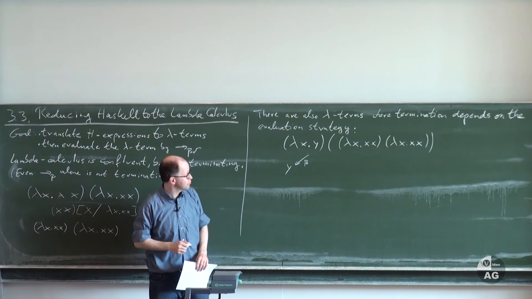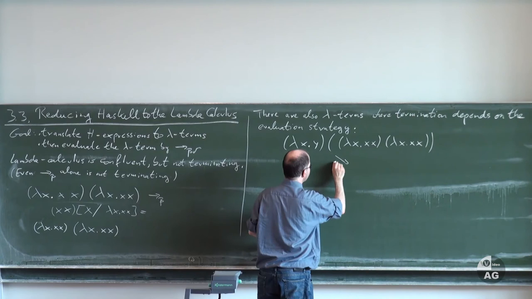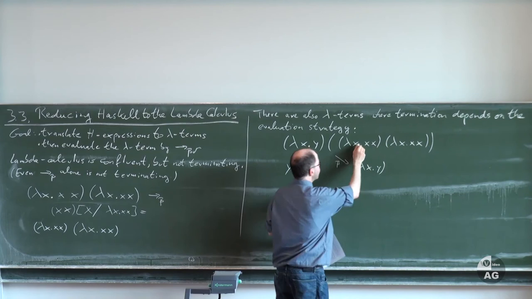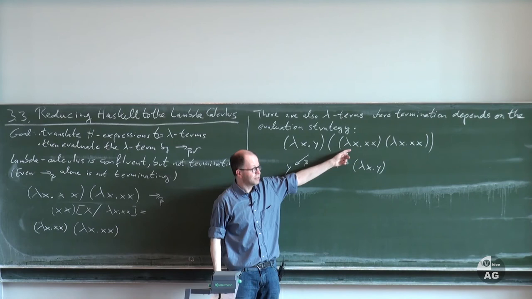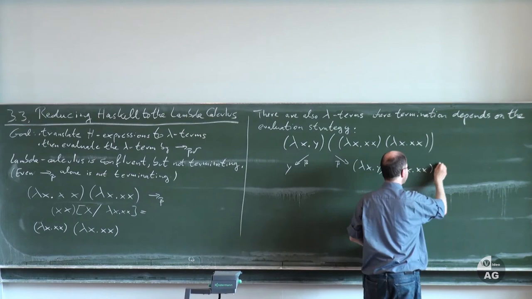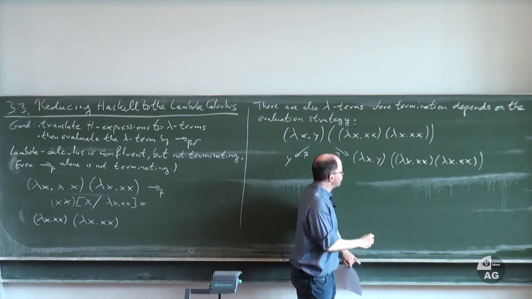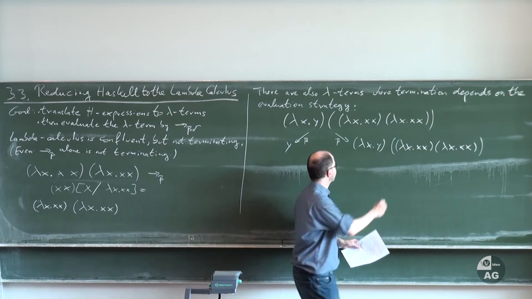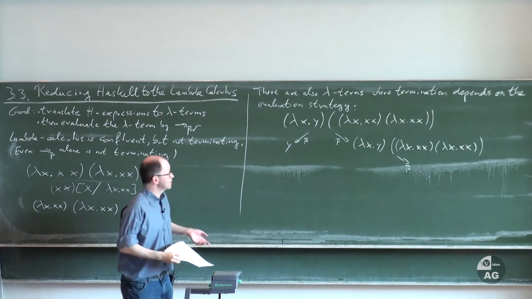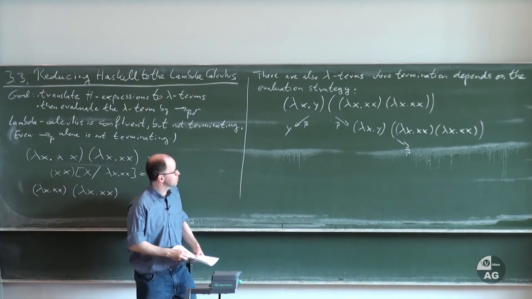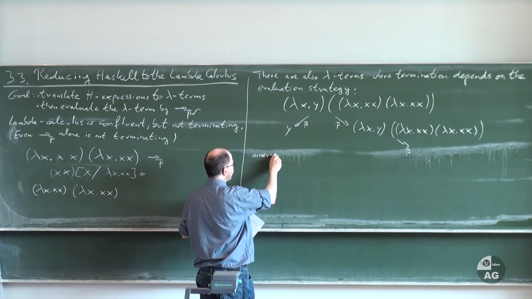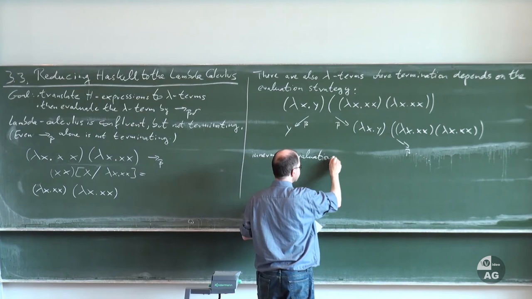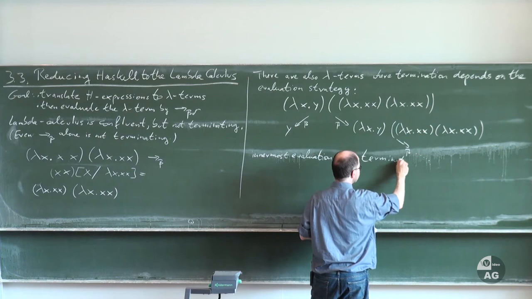Or I do an innermost evaluation. And I keep this on the outside, but I evaluate the term on the inside. And if I evaluate this, we have already seen this evaluates to itself. So this evaluates to itself. And so if I keep on continuing, and I always want to evaluate the innermost term, then this will not terminate. So this has an infinite evaluation here. So we can see that innermost evaluation is non-terminating and outermost evaluation is terminating in this example.